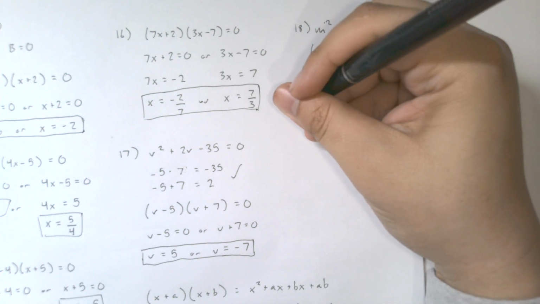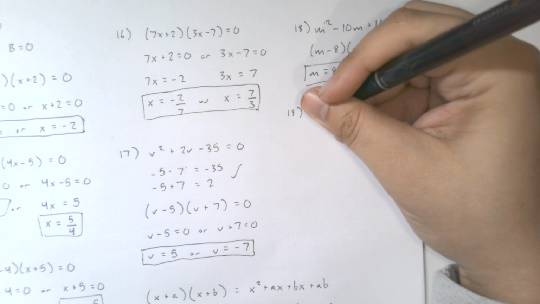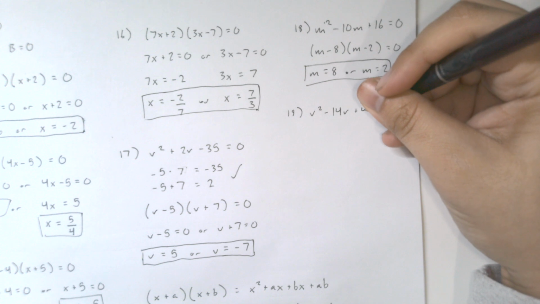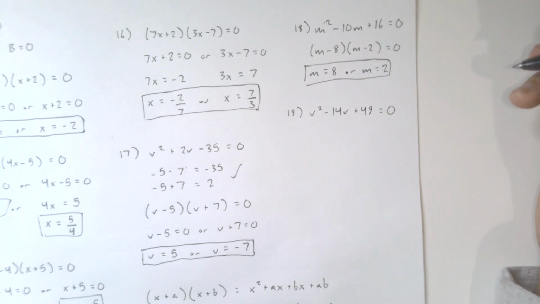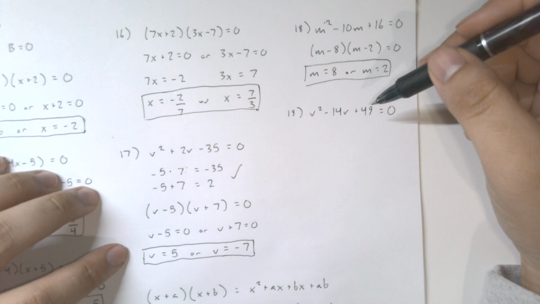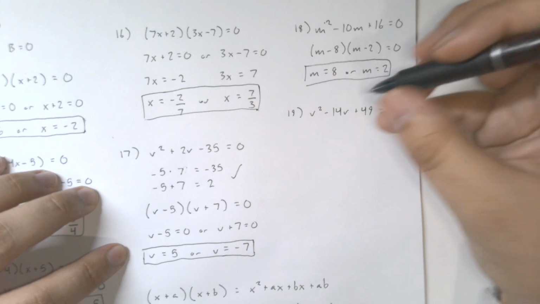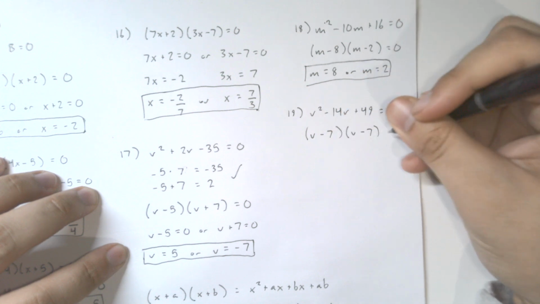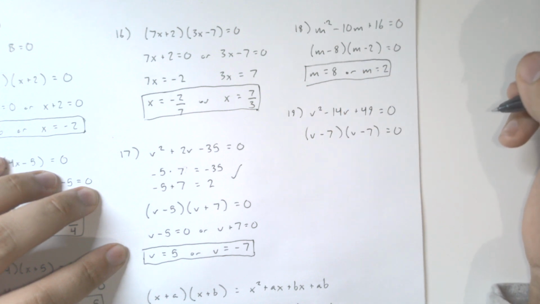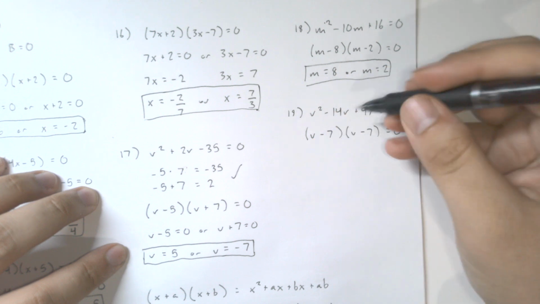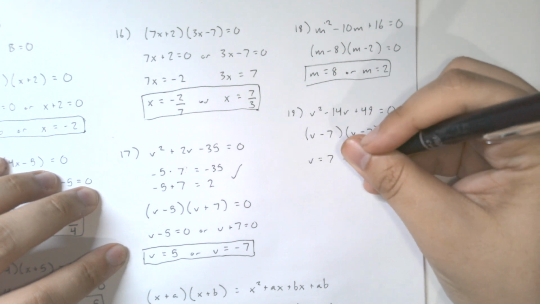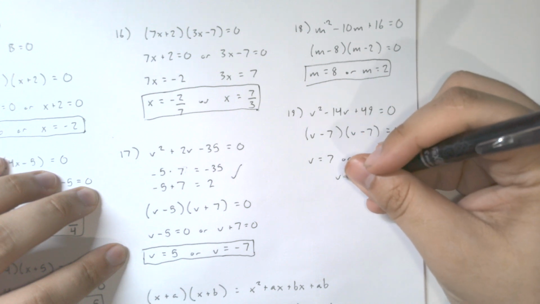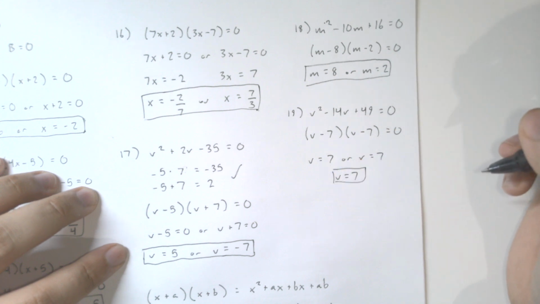For number 19, we have v squared minus 14v plus 49 is equal to 0. We find two numbers that multiply to 49 and add up to negative 14. And we have v minus 7 times v minus 7 is equal to 0. Flipping these signs, we just have v is equal to 7 or v is equal to 7, which really just means we have v is equal to 7.